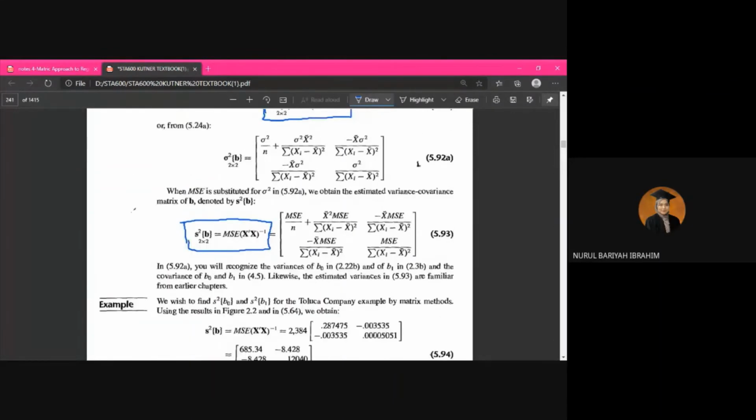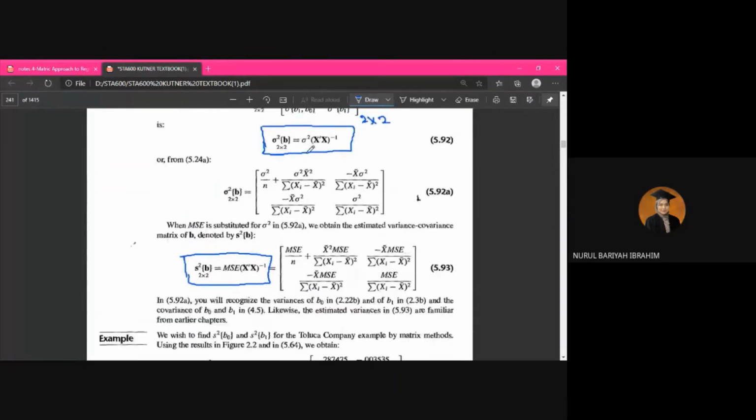So the sigma square here is the variance of the model, which is the MSE. When we want to estimate this variance, we use the MSE. Then you know this matrix X transpose X. If we recall back, the X transpose X matrix is n, summation xi, summation xi, summation xi square, a 2 by 2 matrix, right? So the value of MSE multiplied by this matrix, you will get a 2 by 2.